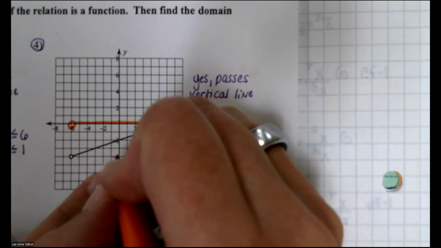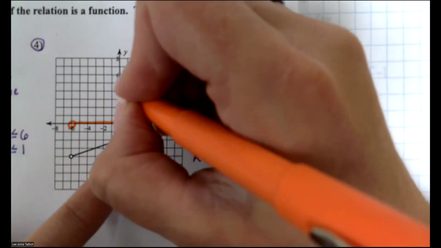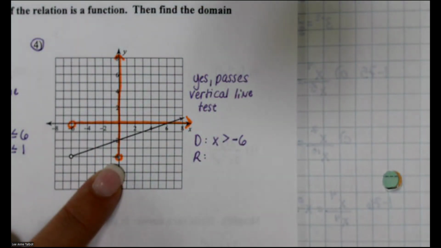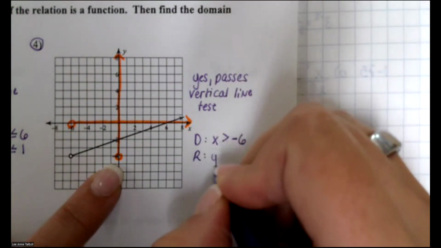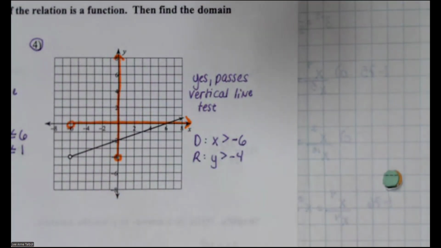Okay, and then the range, this is the bottom, open circle down here again, and it's going to go up forever. So y is greater than -4, and it's greater than because my arrow is going up. Any questions about number 2 or number 4?